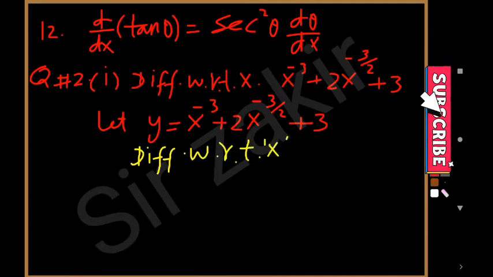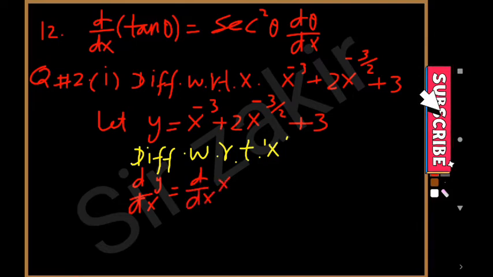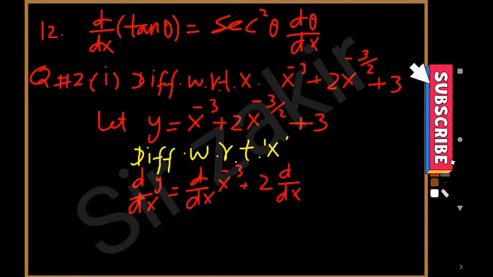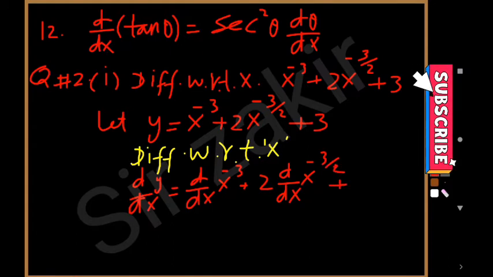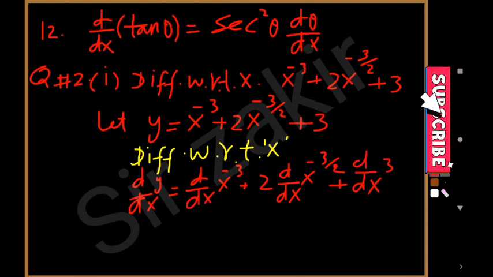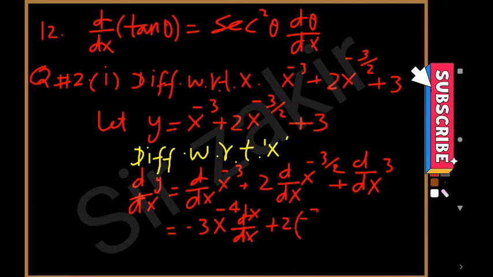We write differentiate with respect to x, and it is obtained by applying d by dx on left side y, d by dx on right side, x power minus 3 plus 2 d by dx of x power minus 3 by 2 plus d by dx of 3. Then we write power in the beginning. Power minus 1 becomes minus 4, d by dx of function without power is x, so its derivative, plus 2. Power in the beginning, minus 3 by 2 in the beginning.